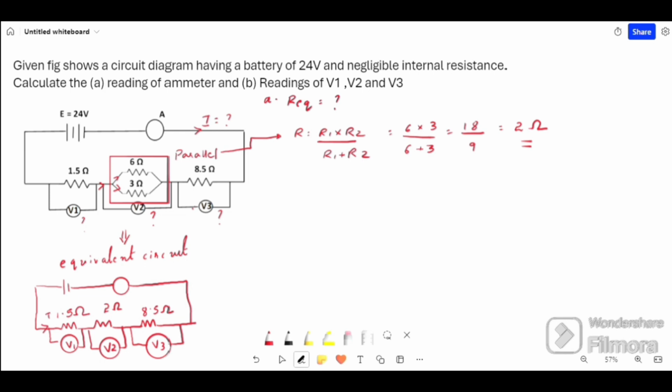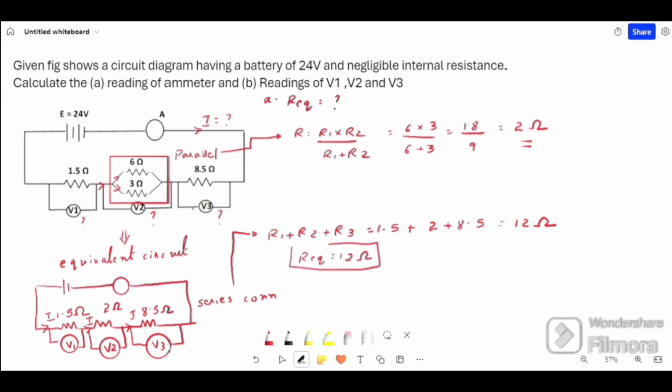Now we know that the same current will flow through all the resistors, so they are connected in series. For a series connection, the equivalent resistance is the sum of the resistances. That is 1.5 ohm plus 2 ohm plus 8.5 ohm, which is equal to 12 ohm. So the equivalent resistance is 12 ohm.